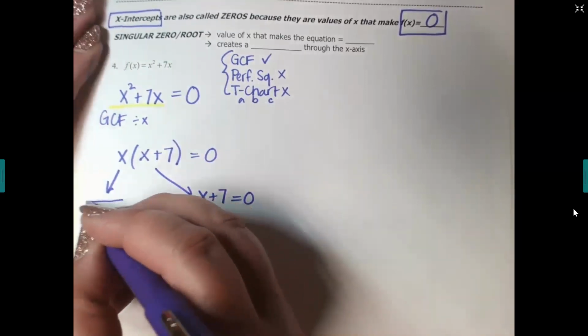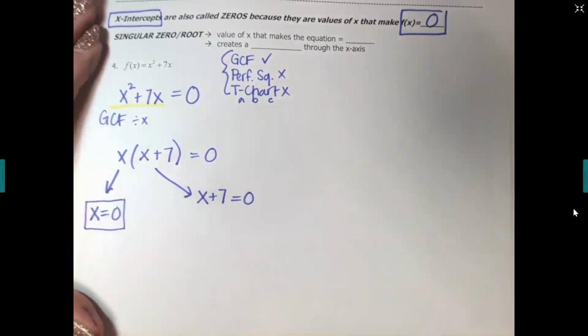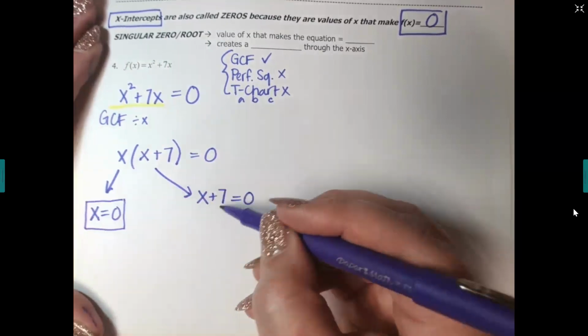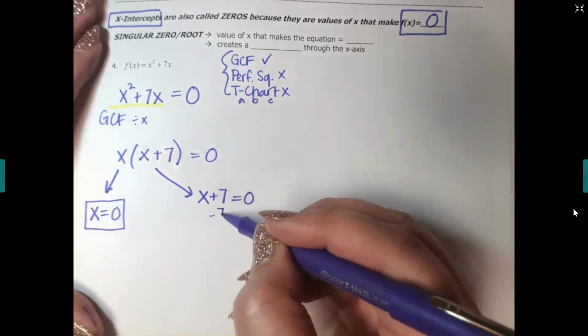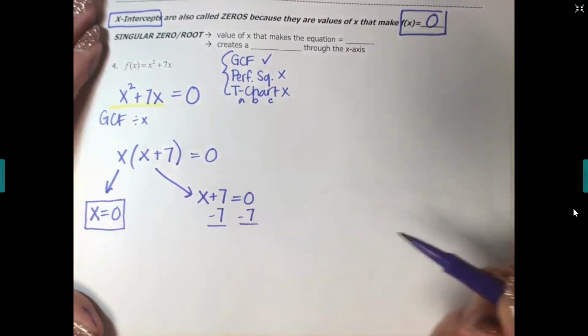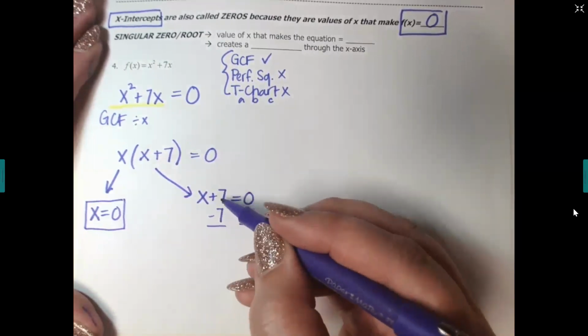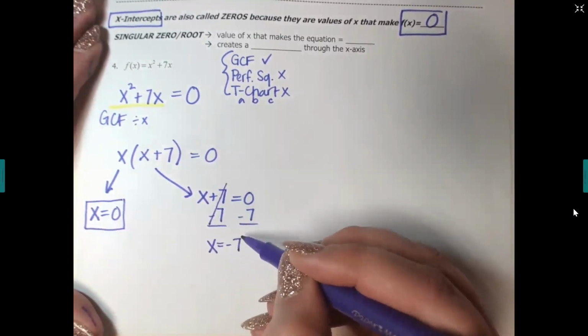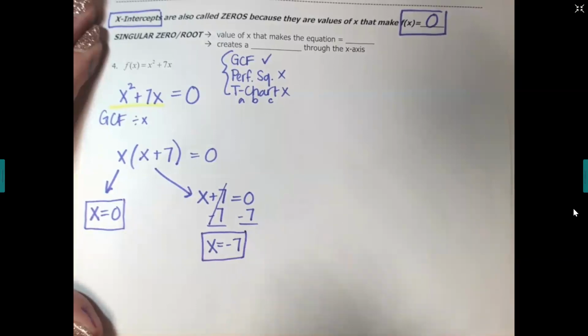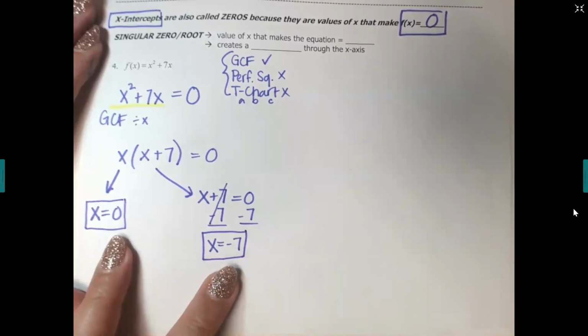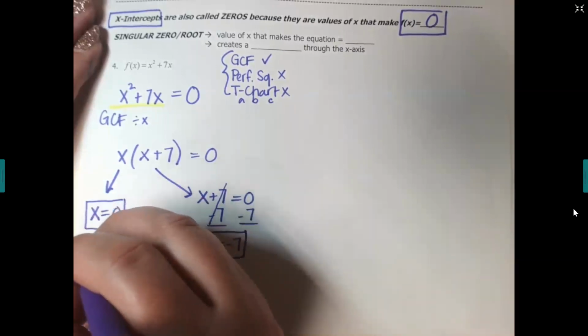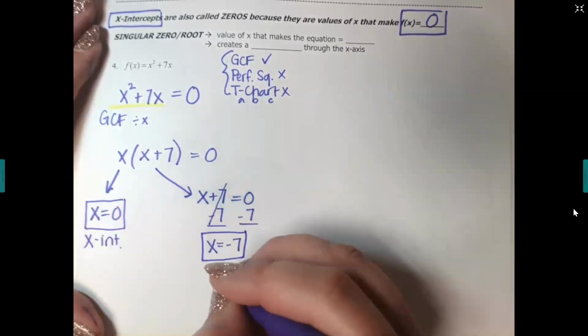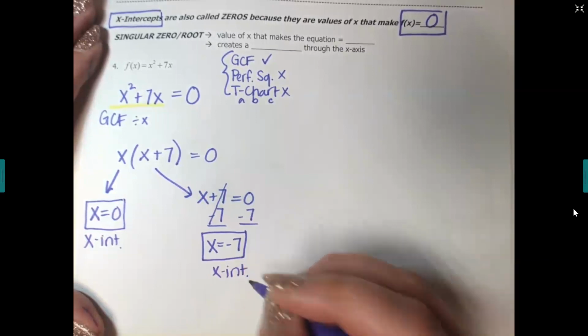This is my first x-intercept because it's already solved. Versus this one, if I have x plus 7, I'm going to have to minus 7 on both sides, which means that plus 7 minus 7 cross out, x equals -7. And these are the 2 places on the graph where it's going to cross the x-axis. So this is x-intercept number 1, x-intercept number 2.